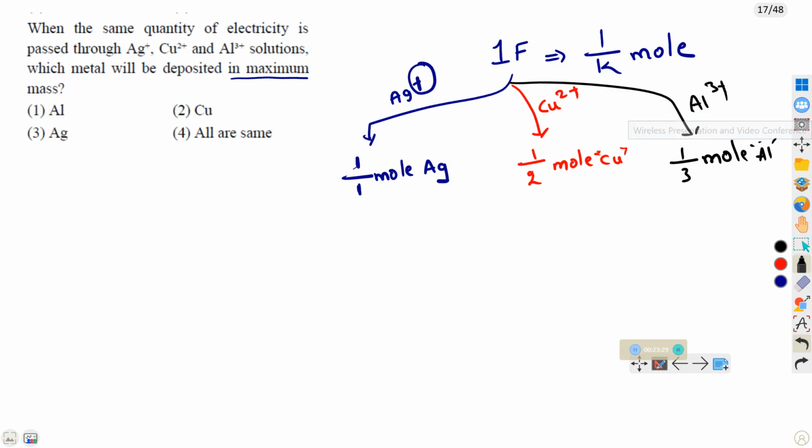Now question is, which metal will deposit maximum? 1 mole of silver weight is 108. 1 mole of copper is 63.5 by 2. Aluminum 27, 1 mole by 3. So correct answer is silver.